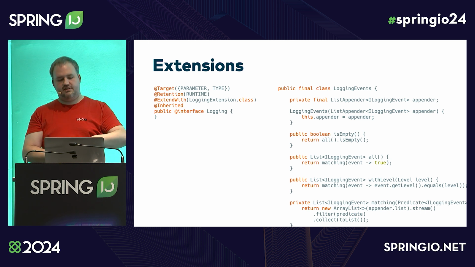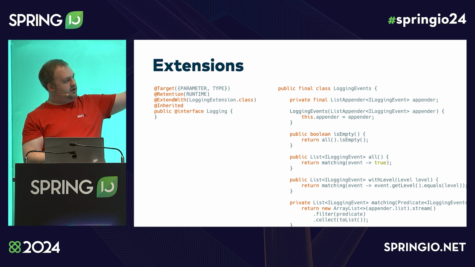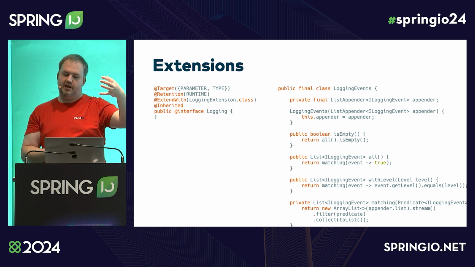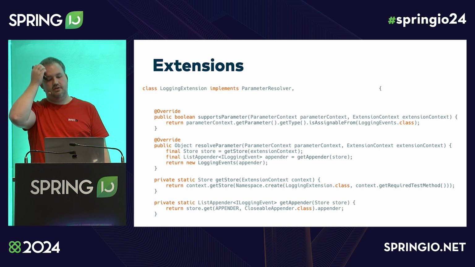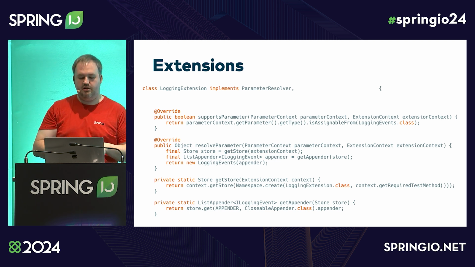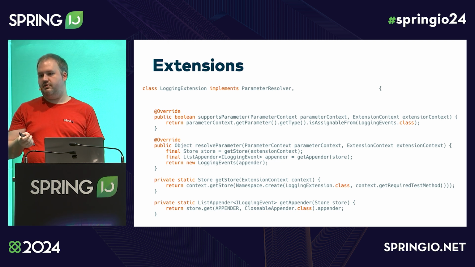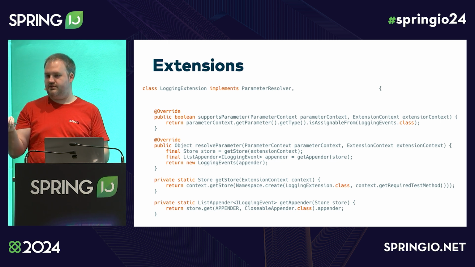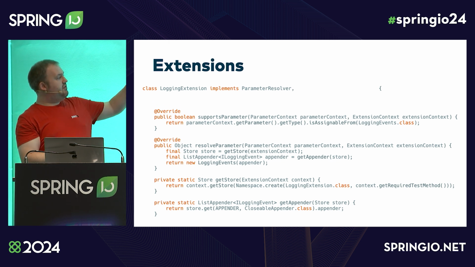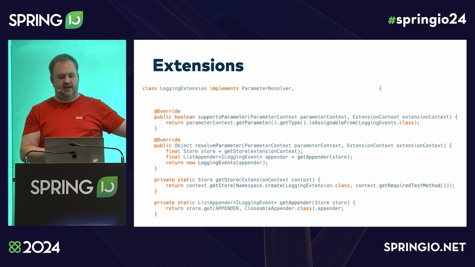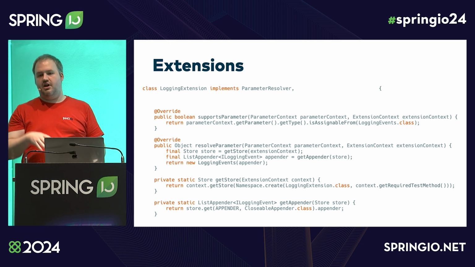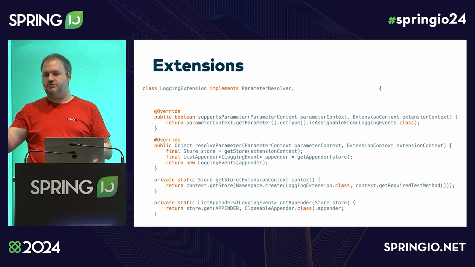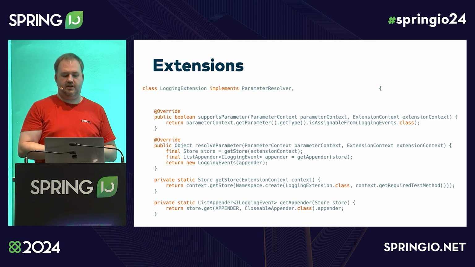And the LoggingEvents is just a plain Java class that collects all the events, or the log events that happened, and you can use it to assert. And now the magic lies in the extension. And in this case, we need a parameter resolver, because the LoggingEvents is given as an argument to the test. And then you need to override supportsParameter and resolveParameter, and that's just a basic example of how to do it. You have some kind of store within your extension context where you can save and retrieve some objects if you need them at several points in the extension.